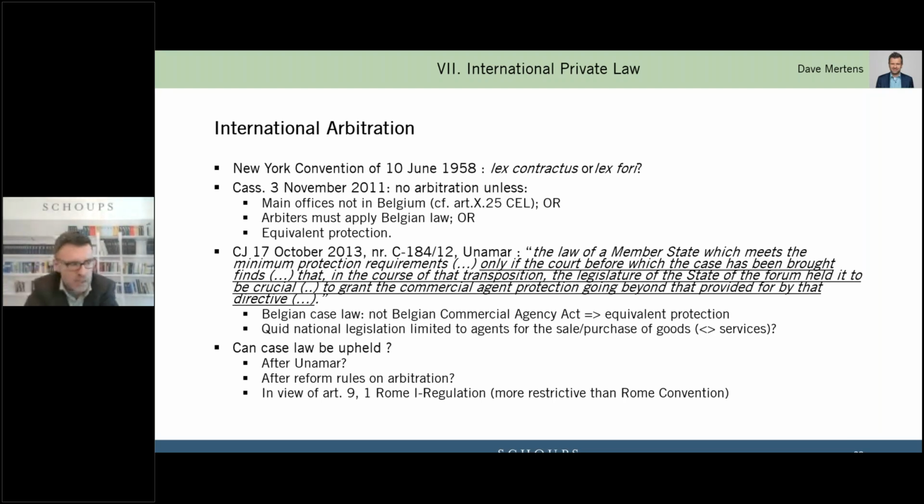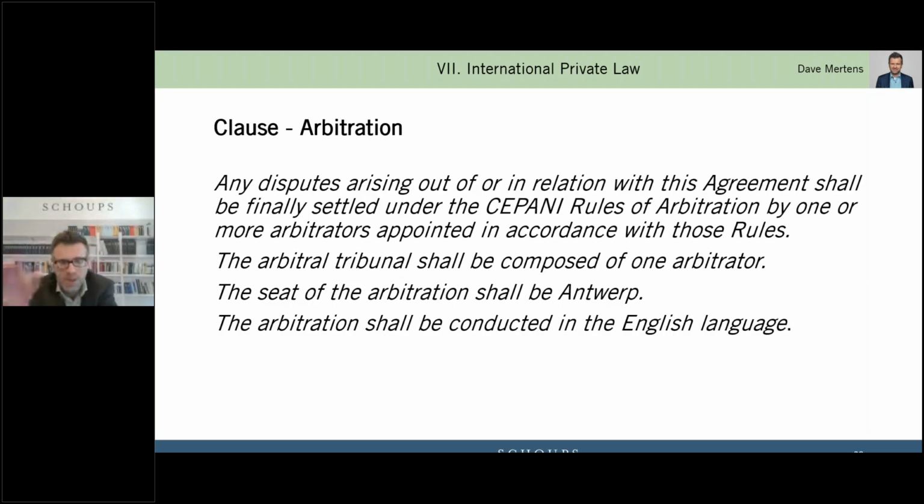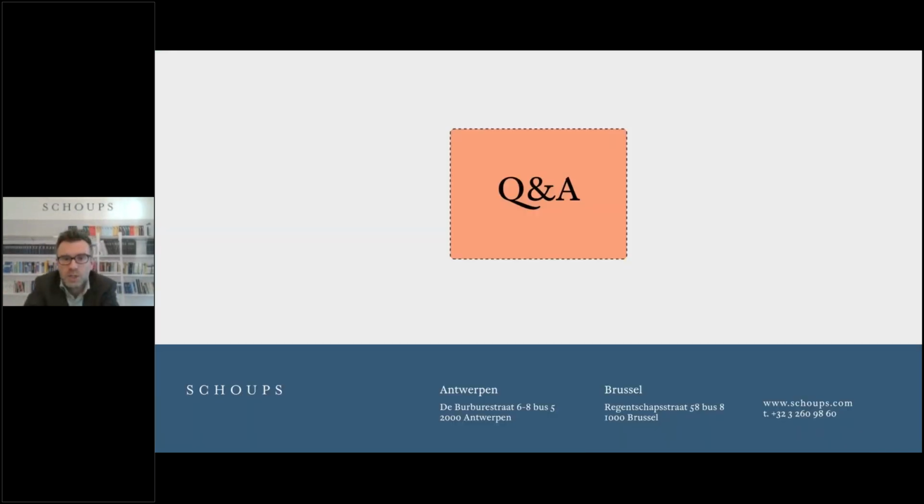And that's the last slide. I've gone a bit over time, apologies. This is something I just took from the CEPANI website. That's the idea. You can just download or copy and paste the clauses, but of course many variations are possible. ICC is obviously also a perfectly valid option for arbitration. Which leads me to the end of my presentation.